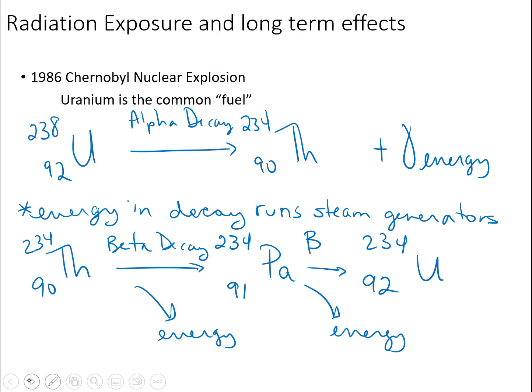Because remember, we said more than 83 is pretty unstable. This one's 238. So it's going to end up having to lose, over the course of time, lots of particles out of that nucleus before it'll ever reach any kind of stable level. But all along the way, you get energy, you get energy, you get energy. So this energy that's being released can be used in generating electricity.